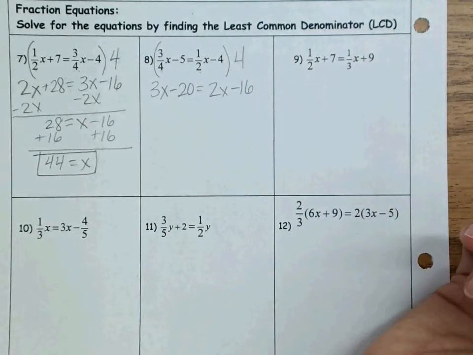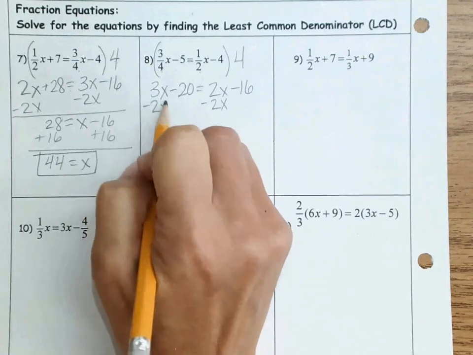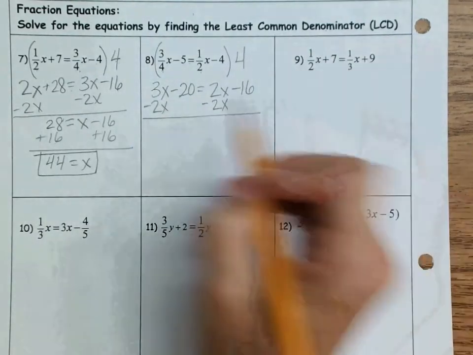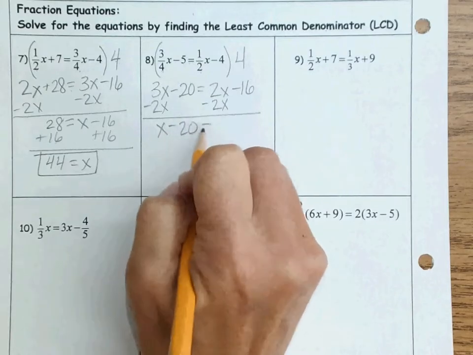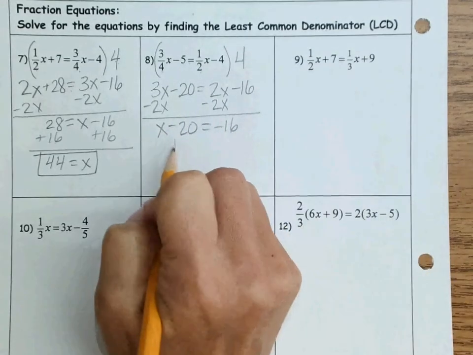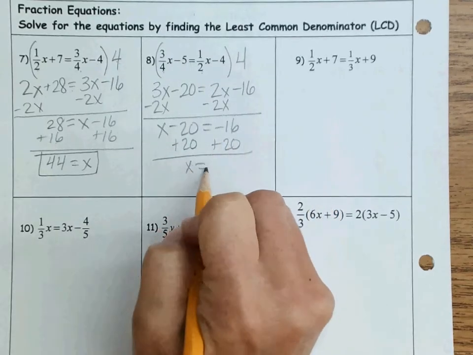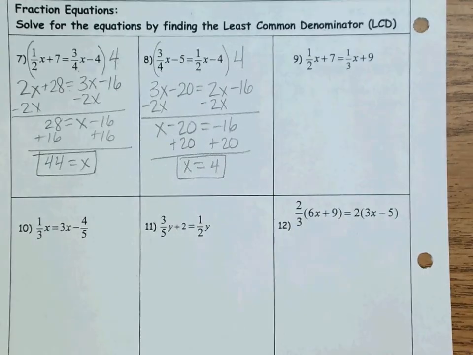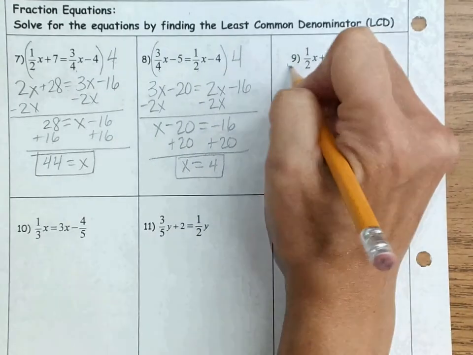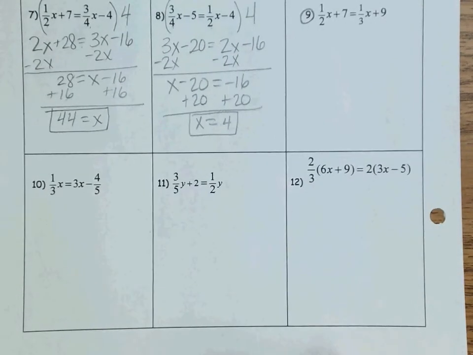Then we'll solve for x again. I start with my variable terms, and the smaller of the variable terms. So I subtract 2x on both sides. I get x minus 20 is equal to -16. Then we add 20 to both sides. x is equal to 4. We'll do number 9 together next time I see you, okay? Let's go to number 10.